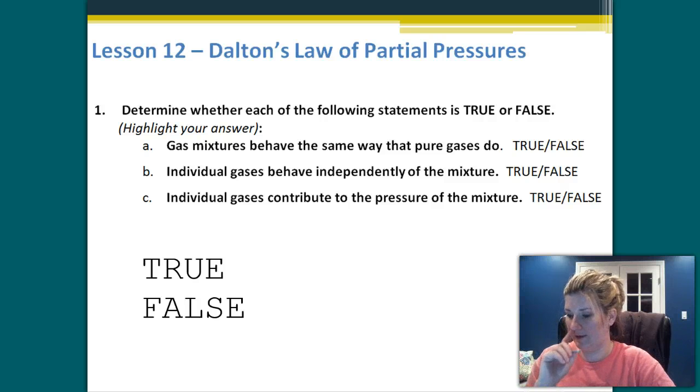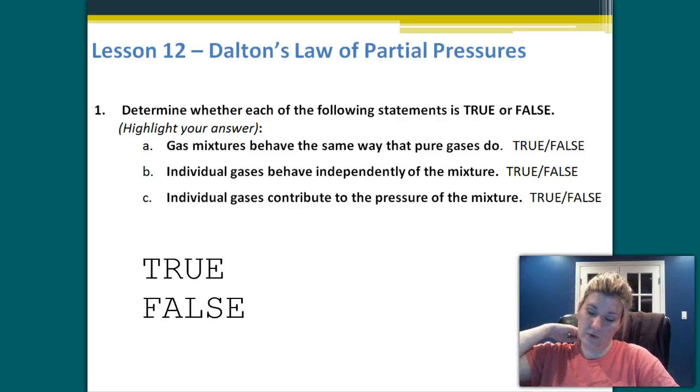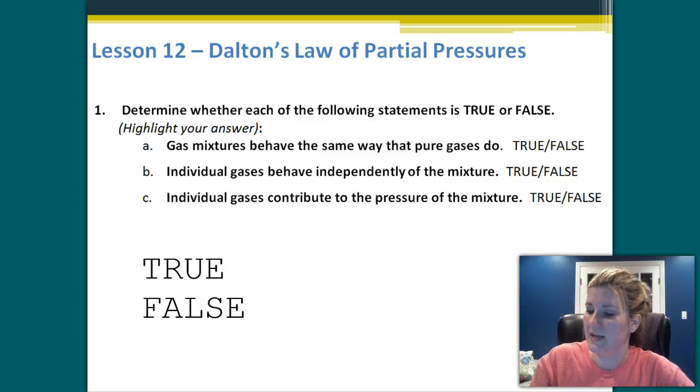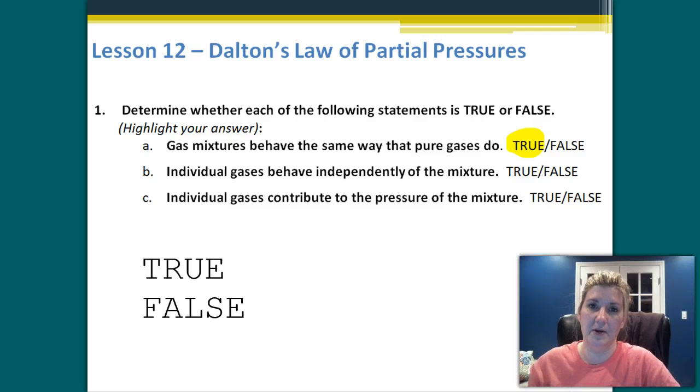Okay. Dalton's law of partial pressures. Determine whether each of the following statements is true or false, and highlight your answer. So, gas mixtures behave the same way that pure gases do. True. Remember Randy and his snow clothes? He's the same Randy whether he's in his snow clothes or out of his snow clothes. And his snow clothes don't particularly care about Randy's behavior either. So they're going to be how they are. He's going to be how he is. It doesn't matter if you're together or apart.